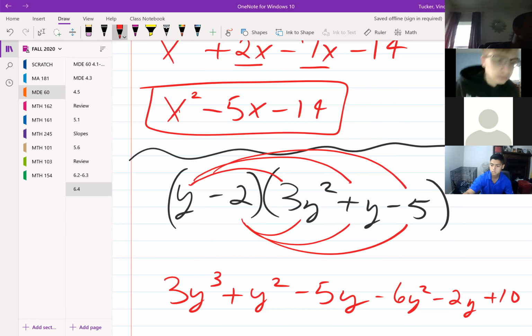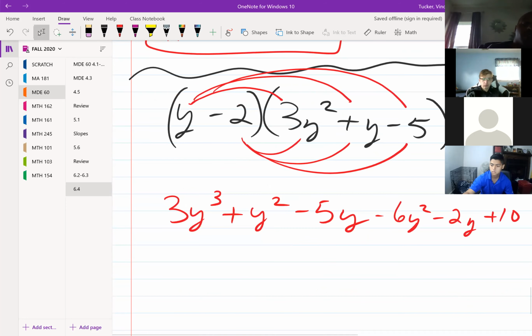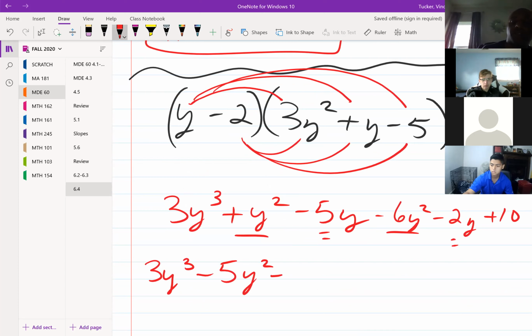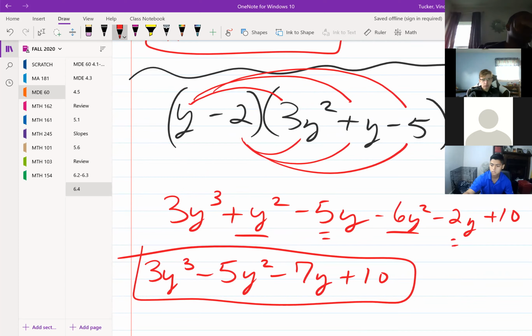Combine your like terms. 3y cubed doesn't combine with anything, but we have y squared and negative 6y squared, which is negative 5y squared. Then we have negative 5y and negative 2y, which is negative 7y, and then 10 in the back. So that will be the most simplified expression.